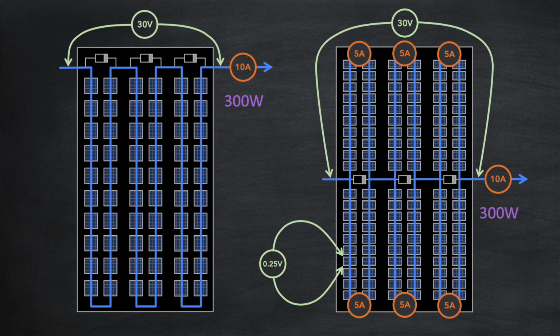The total output is the same as for the full cell panel, but the half cell provides better performance for certain kinds of shading. You can find out more about half cell panels in this video I made, the link to which is in the video description.